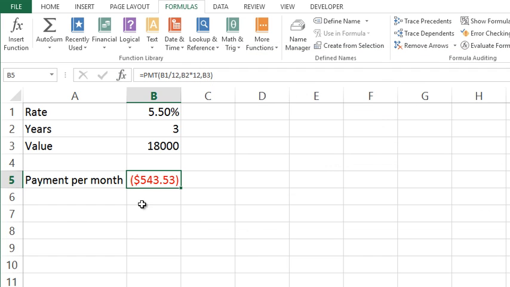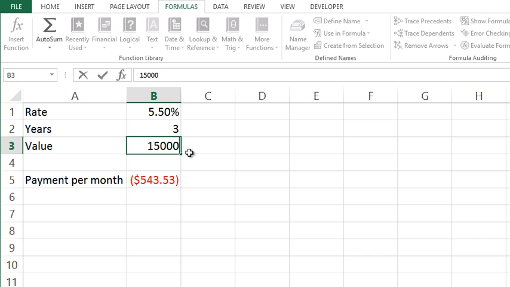I'm going to hit OK. As you can see, it calculates out my payment per month. And then of course all these numbers can be played with. I could say, okay, you know what, that's a bit too much. Maybe I want 15,000. Again, it recalculates the payment.